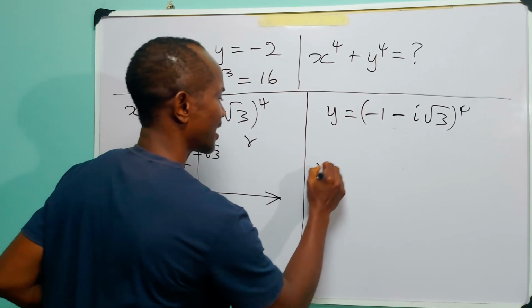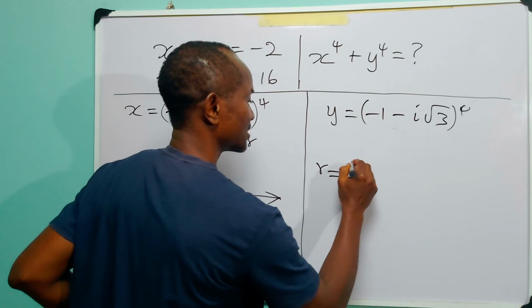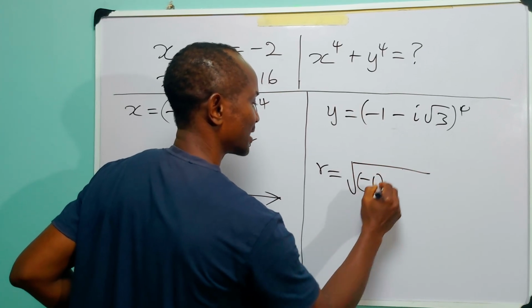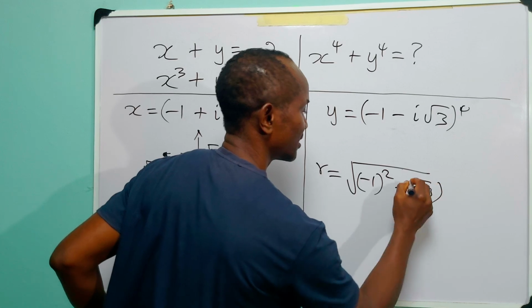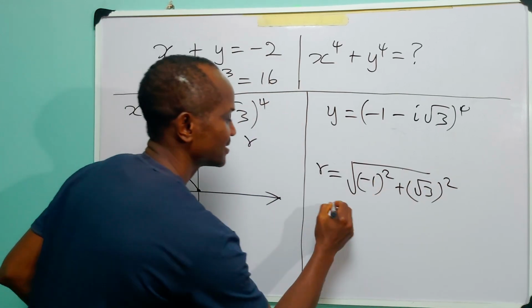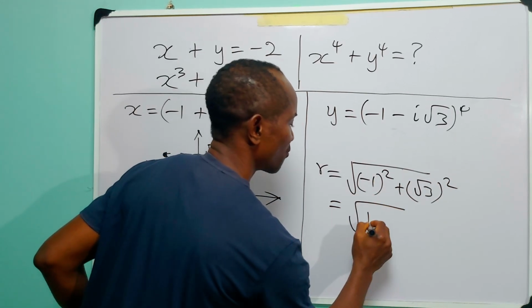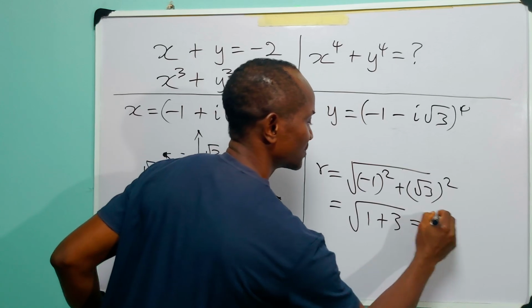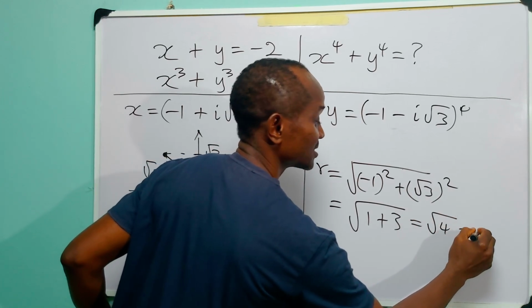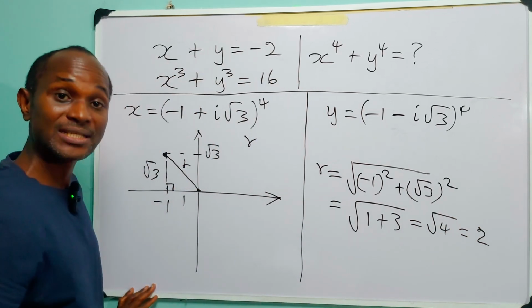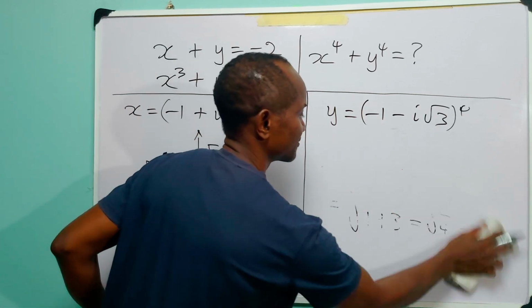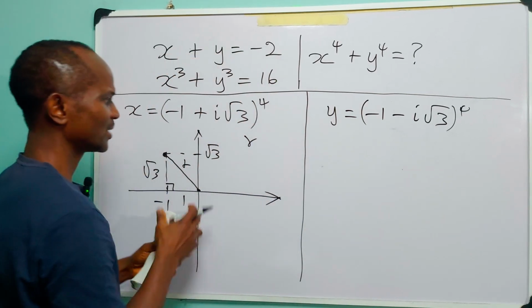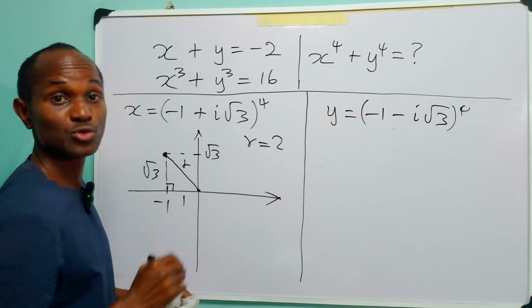So to calculate r, we simply have to use the Pythagoras theorem. So we find that r is equal to the square root of minus 1 squared plus root 3 squared. And this is equal to the square root of 1 plus 3. This is equal to the square root of 4. This is equal to 2. You can see why I say that it's very simple to calculate. So already we have that r is equal to 2.